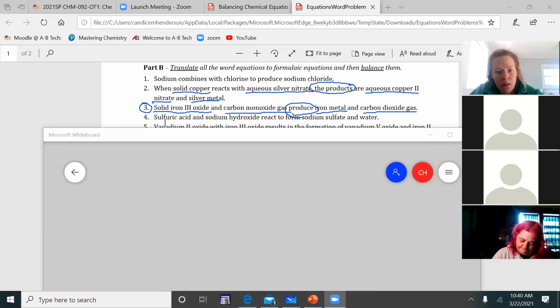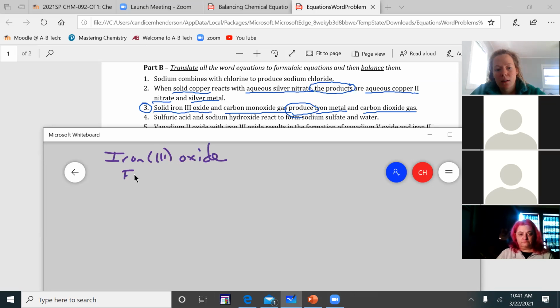All right, so let's look at 3. So it says the first thing is solid iron 3 oxide. So iron 3 oxide, what is iron 3 oxide? Well, it's iron with a 3+ charge, and it's got oxygen, which is 2-. It's a metal and a non-metal, so we need to flip-flop. So our first formula should be Fe2O3. It says it's solid, so I can add a little s there.